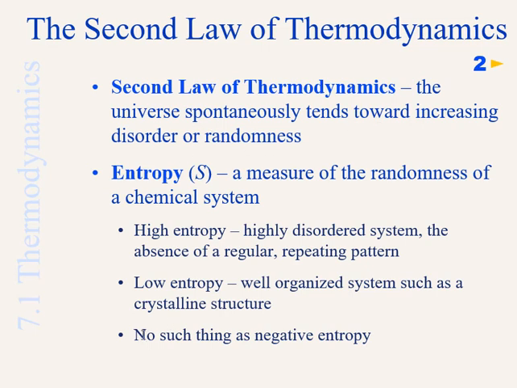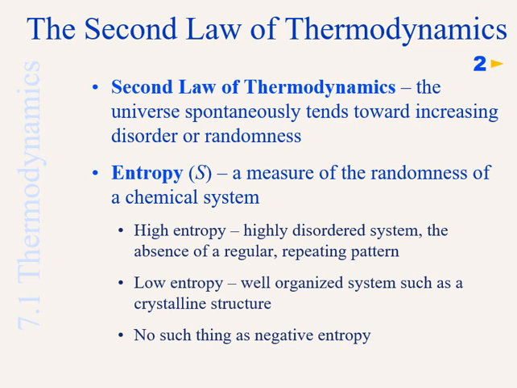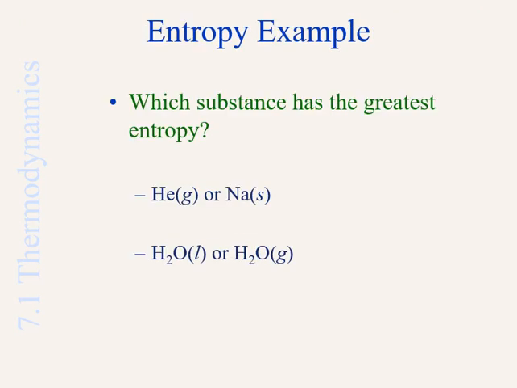There is no such thing as negative entropy, by the way. There is such a thing as negative enthalpy when the reaction is exothermic, but entropy is only given positive values, and higher entropy means more randomness, lower entropy means lower randomness. So let's understand entropy in greater detail.